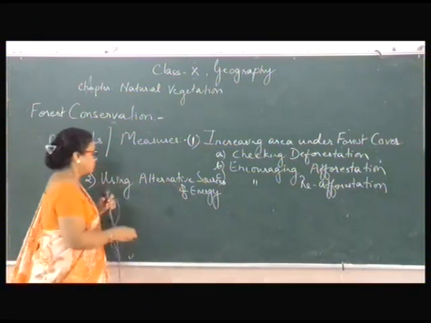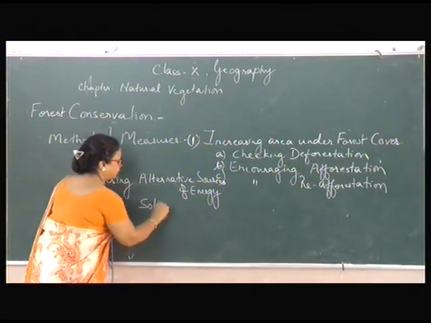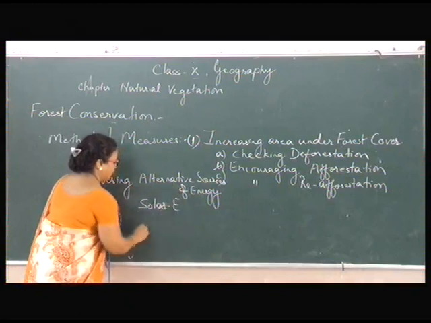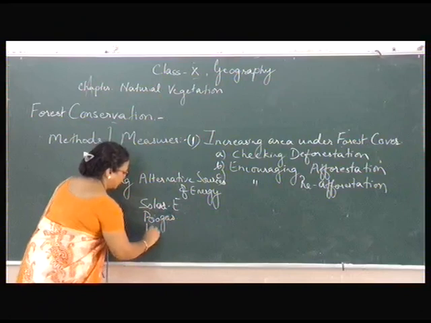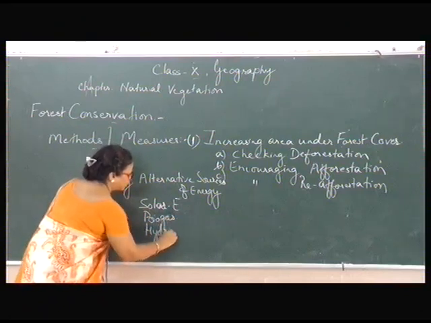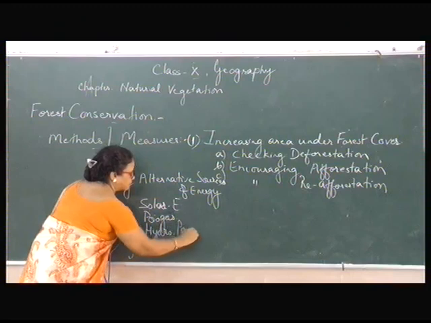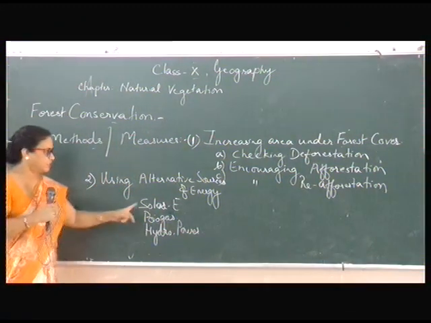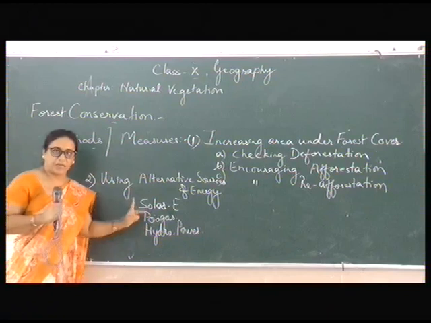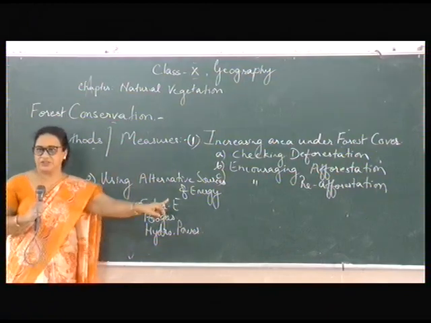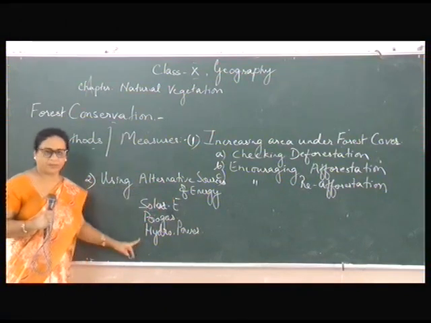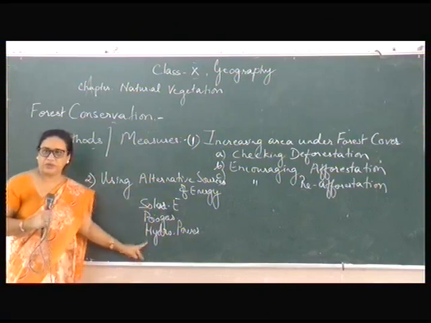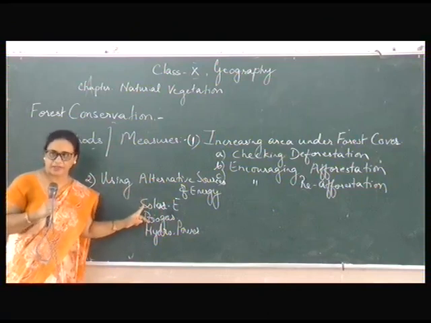And by alternative sources, take down the examples like solar energy, like biogas, like hydro power. These are some of the examples. If the government develops these and supplies these in the villages, the pressure on the forests will be less. They will cut down less trees. Clear? So these have to be developed. And please remember, these are very cheap. Only the initial cost is high.